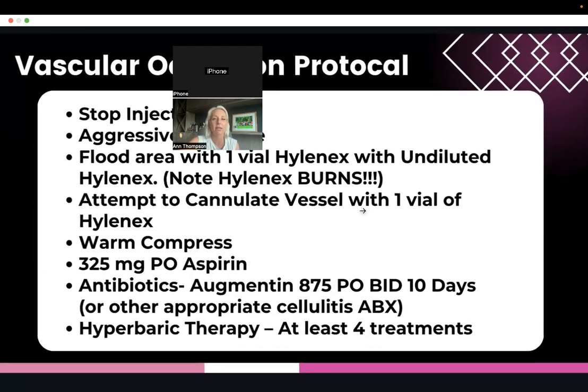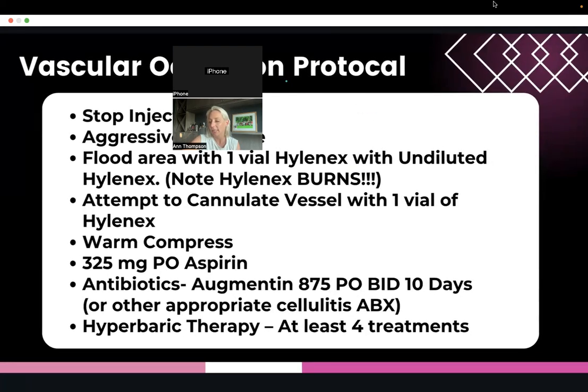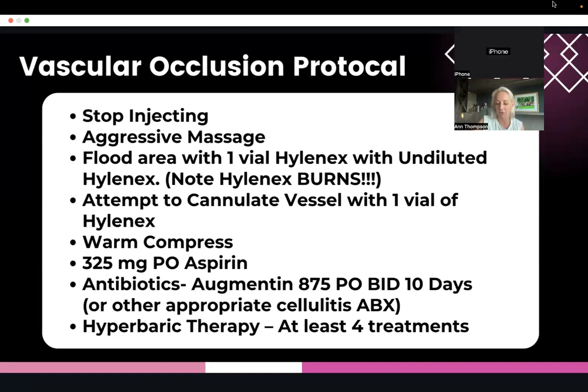All right, so this is our vascular occlusion protocol. Again, having a vascular occlusion for an injector is really like getting struck by lightning. As long as you are doing everything appropriately and you are aspirating and you're not becoming cavalier or doing something in a really high risk area, it is essentially like getting struck by lightning.